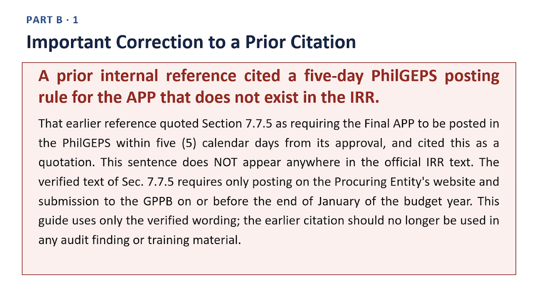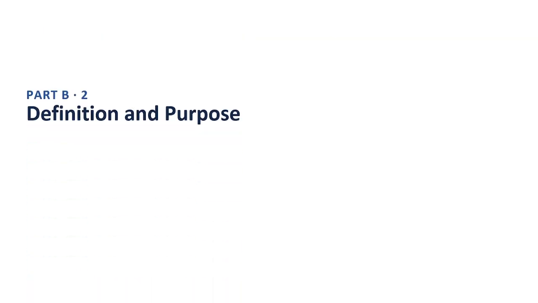Getting a citation wrong is not a small thing in a compliance document, because a wrong legal citation can travel from one audit report to the next for years before anyone catches it. This is exactly why every quotation in this guide has been checked directly against the original source text. Next slide. Definition and purpose.